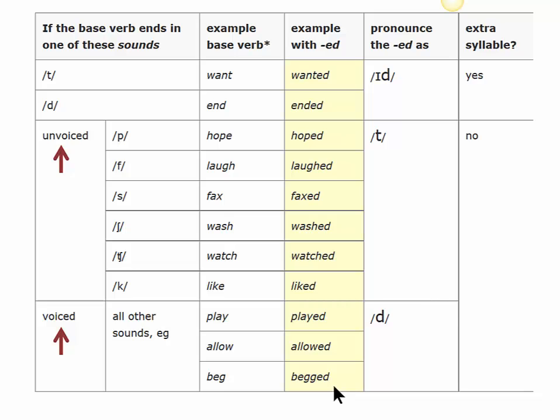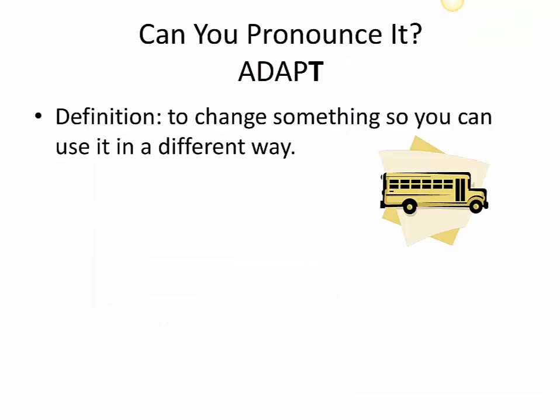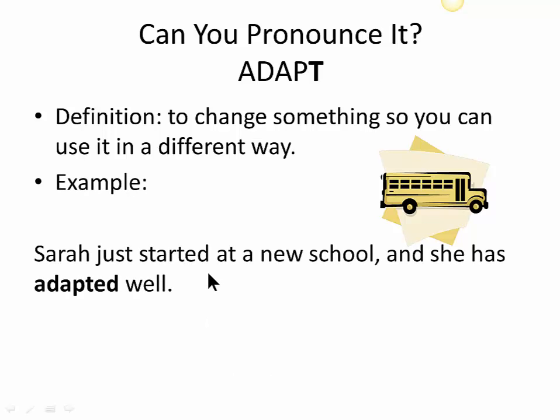Let's look at some examples and see if you can figure out how to say the different past tense endings. Okay, so let's look at the word adapt. Adapt means to change something so that you can use it in a different way. It ends in a t sound. Is it voiced or unvoiced? Take a second to touch your throat as you say it. Adapt.